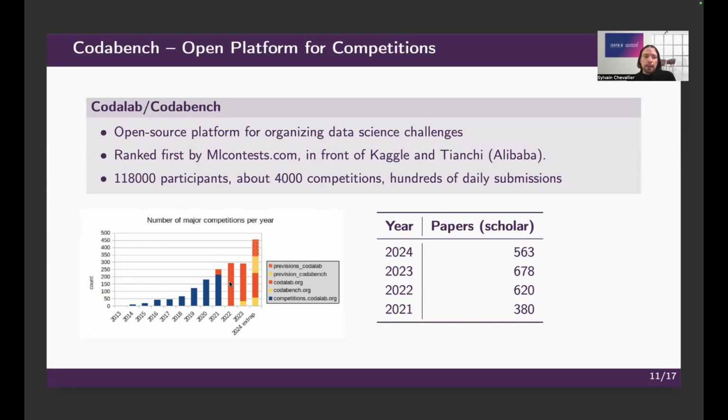So each year there are many competitions. We will certainly reach this year the 500 competitions in just 2025. Also, it's very interesting to see that the number of papers describing the results of competitions are more and more common in the literature. A search on Google Scholar showed that from 2021 with 380 papers to 2024 with 563 papers, there is an increase in the number of papers published each year, in very different domains.